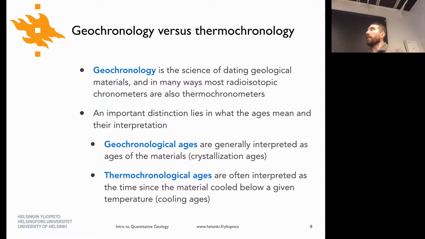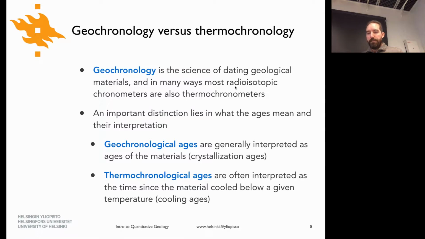So to get started, we have to talk a little bit about what thermochronology is in general. And perhaps you're more familiar with the idea of geochronology, which is something I think pretty much everyone gets introduced to in introductory geoscience courses. So it's the idea that we can date geological materials and the science that's associated with doing that kind of dating.